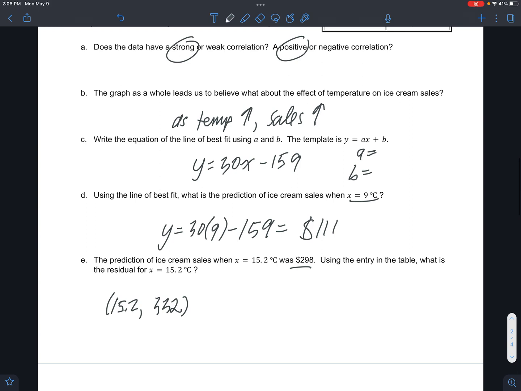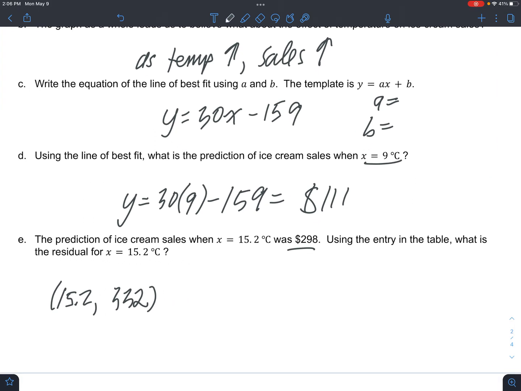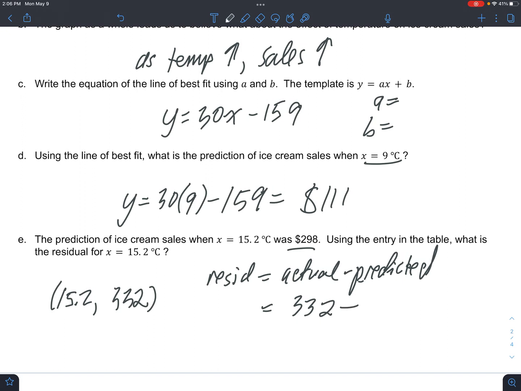So it's saying, hey, could you compare the prediction to the actual? So we know that the residual is actual minus predicted. Okay, so actual is like the true data point, not the prediction. So it's 332 minus the prediction. Okay, so that'd be $34. Now residual is the difference between what should have happened and what actually happened. The predicted is what should happen, it comes from the line of best fit.